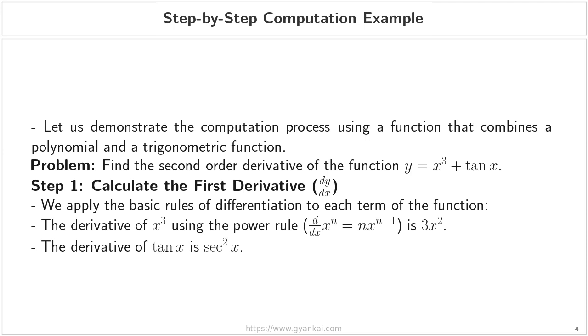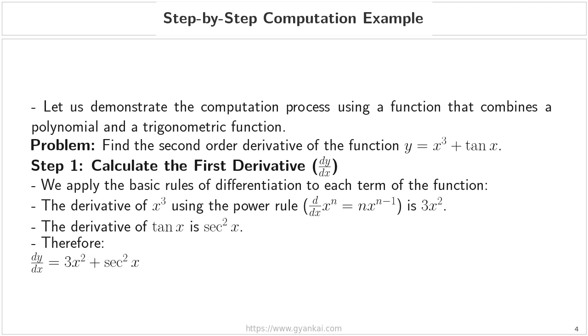Next, we address the trigonometric term. Based on standard differentiation rules, the derivative of tangent of x is secant squared of x. Therefore, by combining these two results, we determine that the first derivative, dy/dx, is equal to 3x squared plus secant squared of x. With this first stage complete, we have a new expression that we can now use to find the second derivative in the next step.